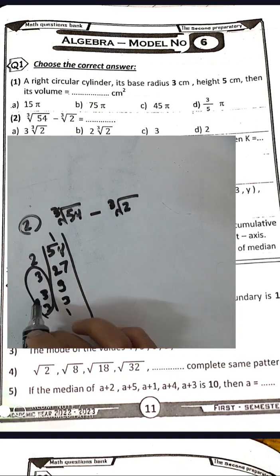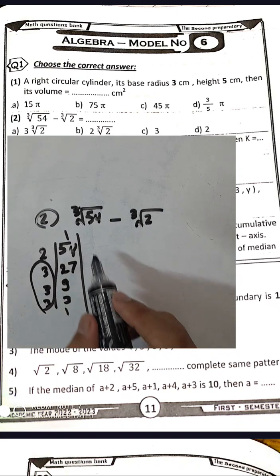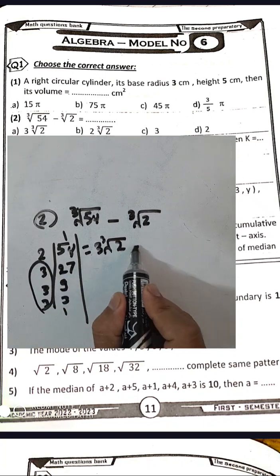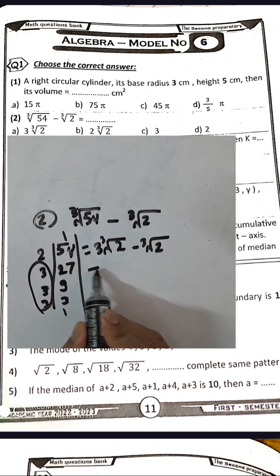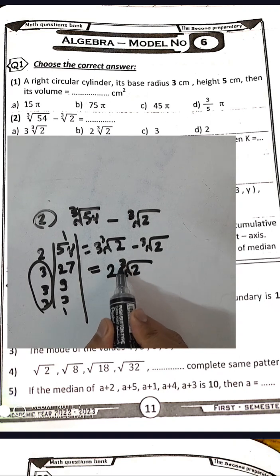Choosing three equal factors, we write one of them outside. Then the result will be 3 cubic root of 2, minus cubic root of 2. 3 minus 1 gives 2 cubic root of 2. It's the result.